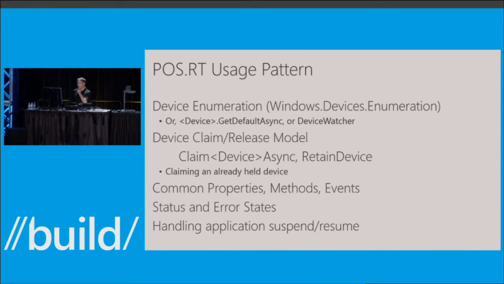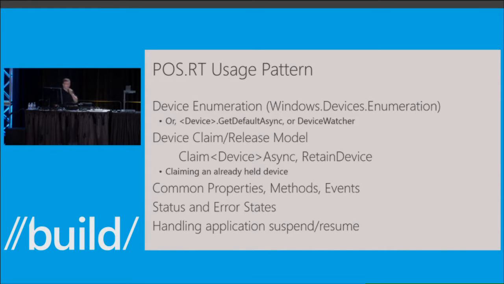You can use Windows devices enumeration, or you can use device class, either scanner or magnetic stripe reader, dot, GetDefaultAsync, or you could use a device watcher to look for a device either being connected or disconnected from the system. So there are a number of different ways in which you can find your device and then go create an instance of the device.